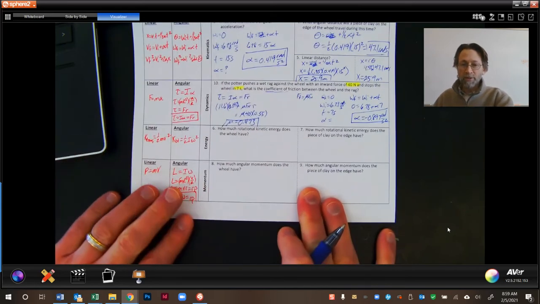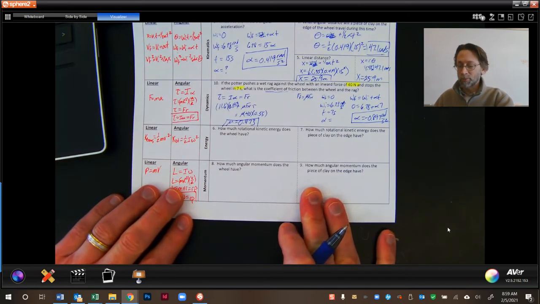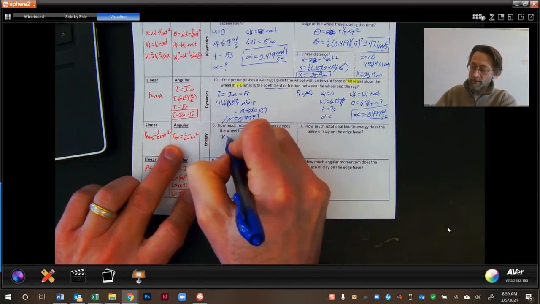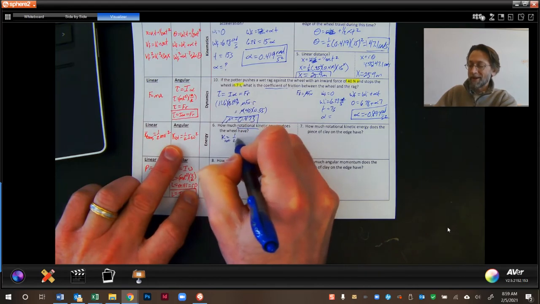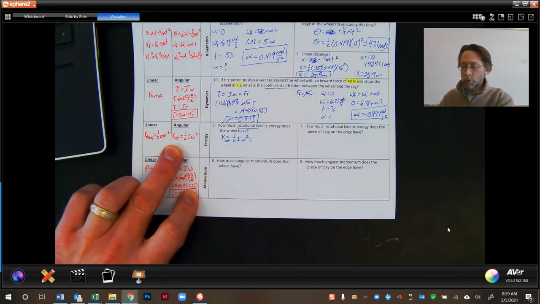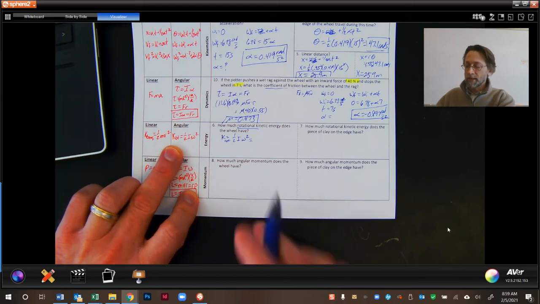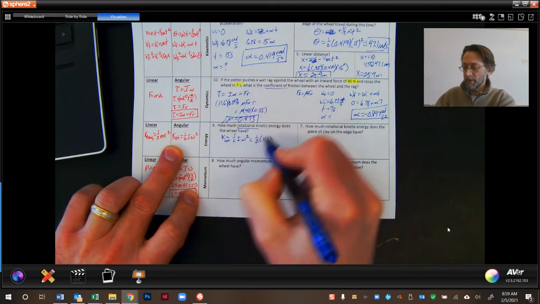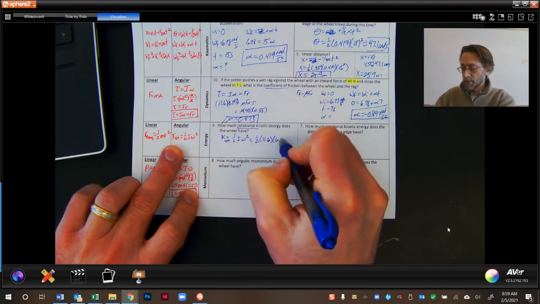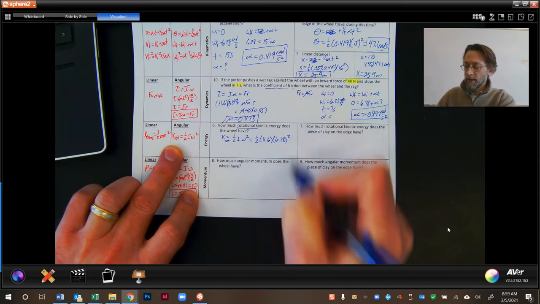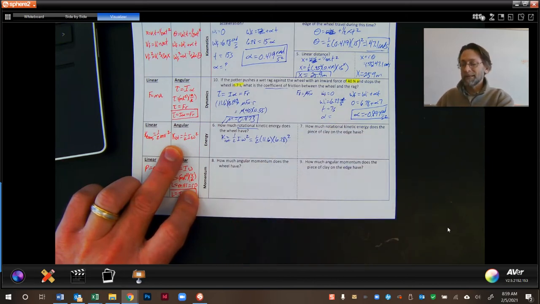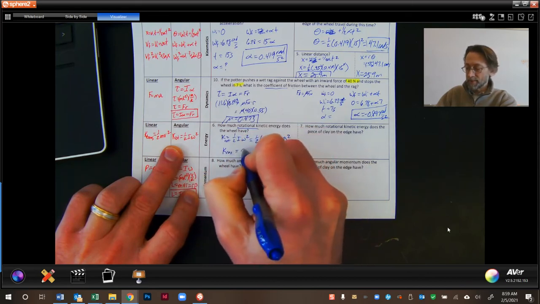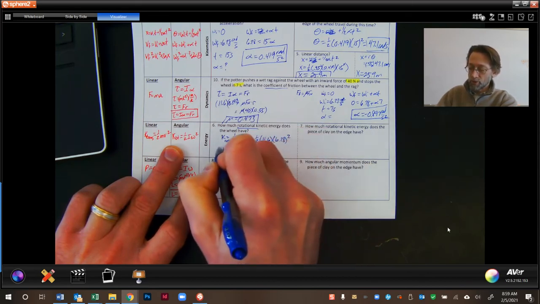Now, how much kinetic rotational energy does the wheel have? If we're looking at rotational kinetic energy, we're going to be doing K rot equals 1/2 I omega squared. So while this is spinning before it stops, we could say that this is going to be 1/2 of 11.6 that we calculated above, times 6.28 radians per second, and then square that. So our rotational kinetic energy is going to come out to be 229 joules.